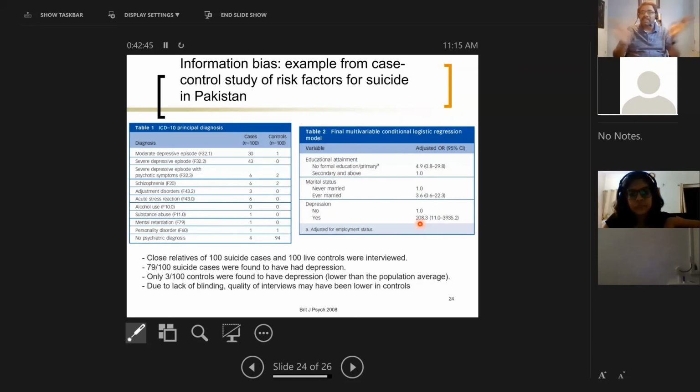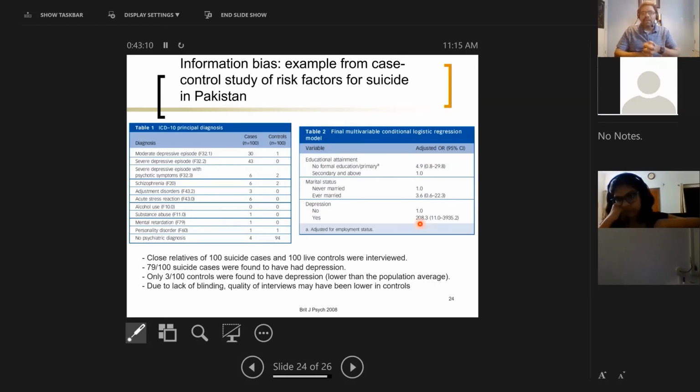You ended up with this spectacular 208 odds ratio. I promise you, it is way lower than this. It might still be significant, but this is one heck of a biased odds ratio because of differential information from cases and controls on depression. Okay, a beautiful example of how, if you don't get information correctly, you can have a massive difference.